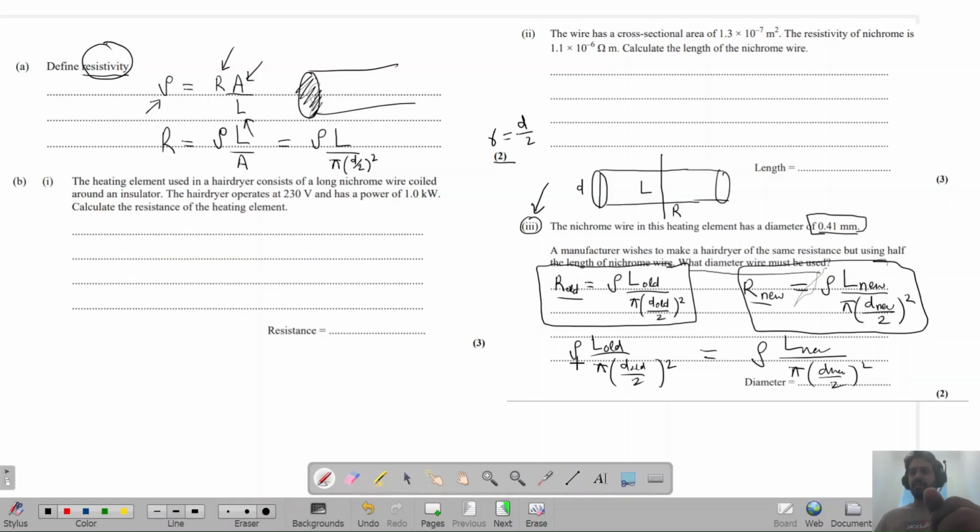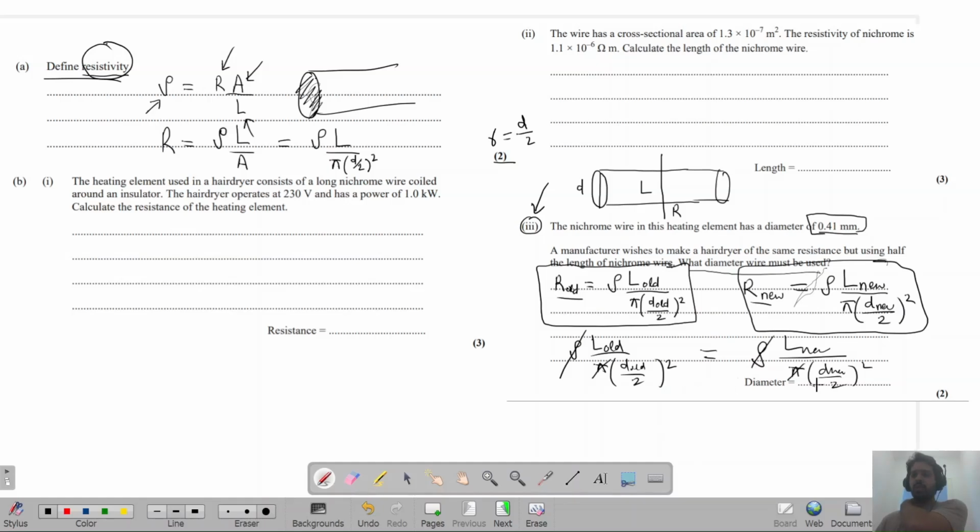I didn't write resistivity new and resistivity old because I will explain in a moment, when we solve this first part again, what is the meaning of resistivity. Right now you can just consider it a physical quantity which does not depend on length and diameter. So that's why when we change the diameter and length, resistivity does not change. So the resistivity will just cancel, and pi is also constant. Pi will also cancel from both sides.